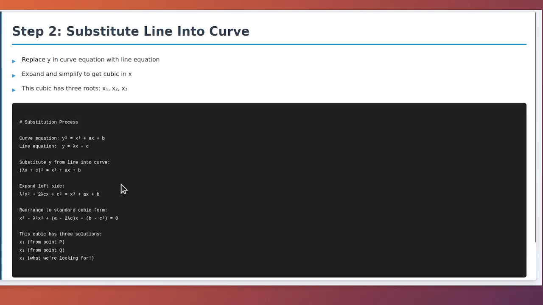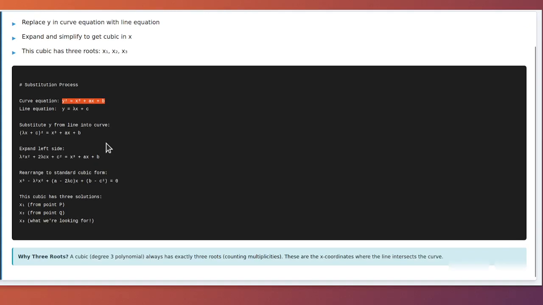Finding where the line meets the curve. Now we have a line y equals lambda x plus c and a curve y squared equals x cubed plus x plus b. We want to find all the points where the line intersects the curve. That is, all points (x, y) that satisfy both equations simultaneously. The way to do this is by substitution. We'll replace y in the curve equation with the expression from the line equation.